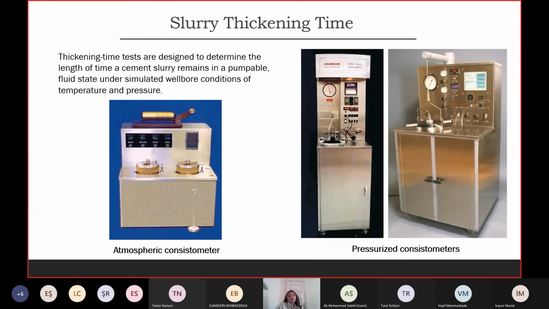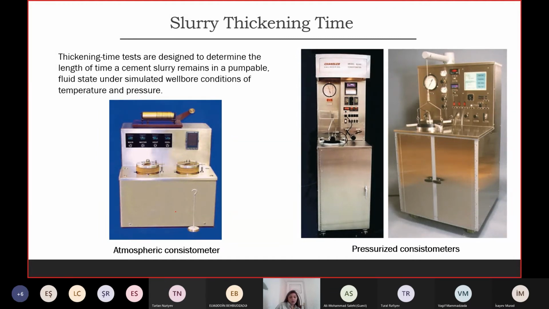We are determining this in the pressurized consistometer, and there is also an atmospheric consistometer. The atmospheric consistometer is not used for thickening time, because it is used to get the slurry condition. But for thickening time, we use the pressurized consistometer, because we need to simulate the same temperature and pressure we will have on the rig. How will we simulate? Again, each company has their own software to simulate.